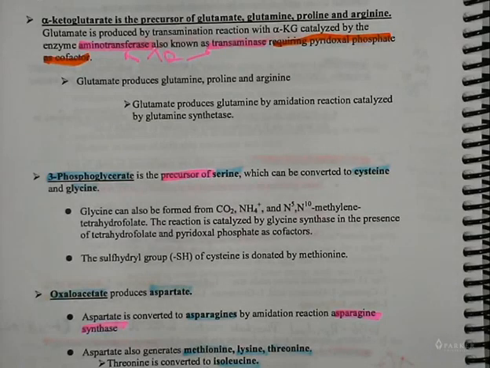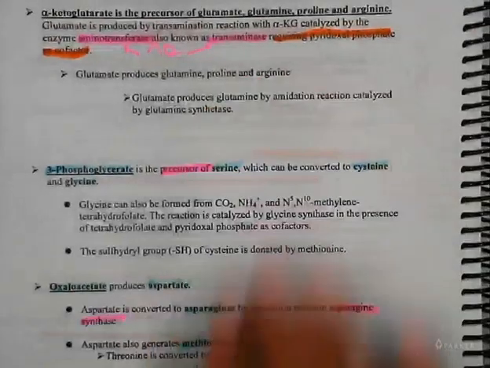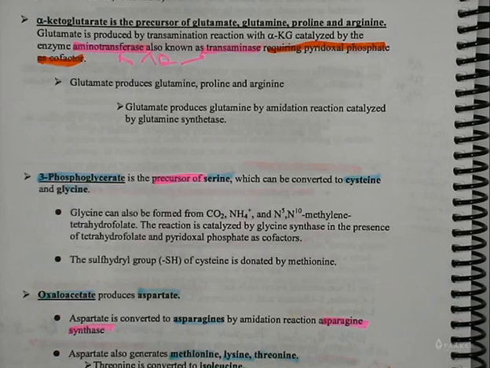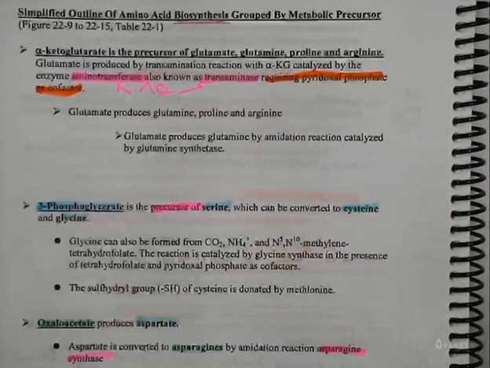Now the fun part. Here's where the flat-out memorization comes in. I'm going to go through this real quick, and then we'll go back and go through my notes. Alpha-ketoglutarate is the precursor of glutamate. Glutamate is made from alpha-ketoglutarate by transamination requiring vitamin B6, aka pyridoxal phosphate.